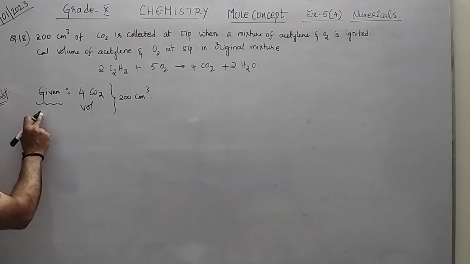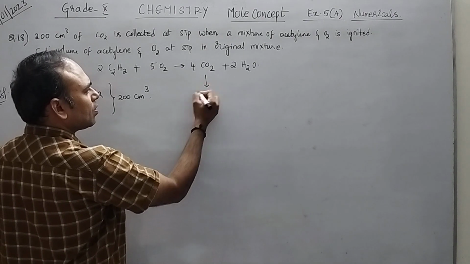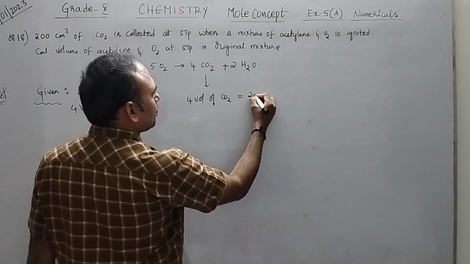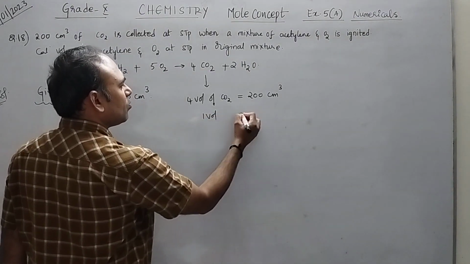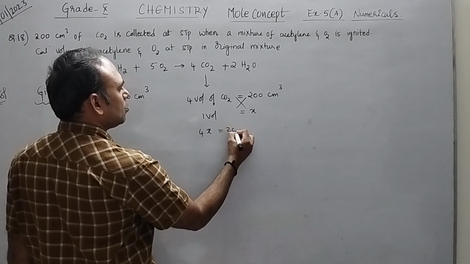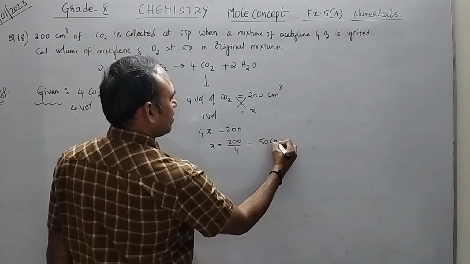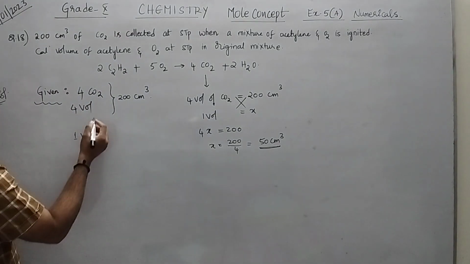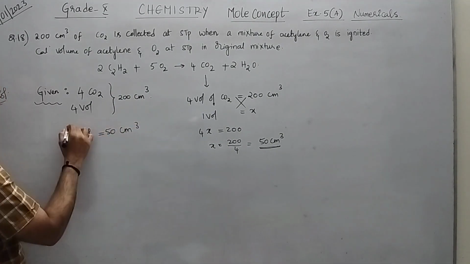So very simple. You know here that 4 volume is equal to 200 centimeter cube. We can write it like this: 4 volume of CO2 has the volume 200 centimeter cube. You want to know about one volume, therefore one volume you can take as X. On cross multiplication, what do we get? 4X is equal to 200, X is equal to 200 by 4, nothing but 50 centimeter cube. So finally what we got is that one volume of any substance here is equal to 50 centimeter cube.